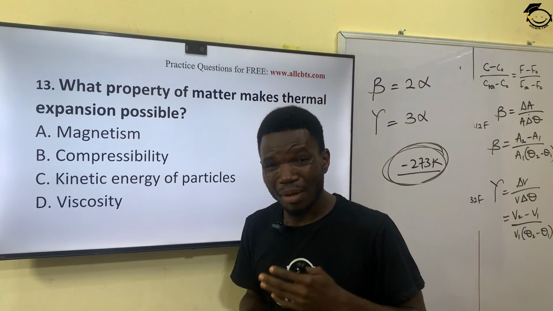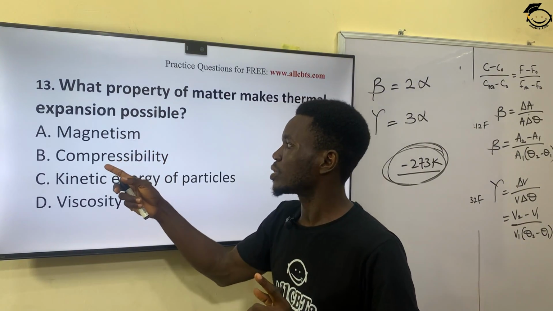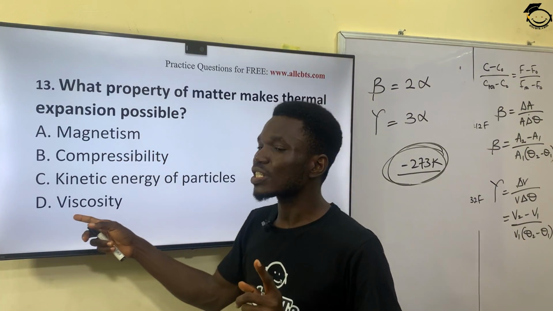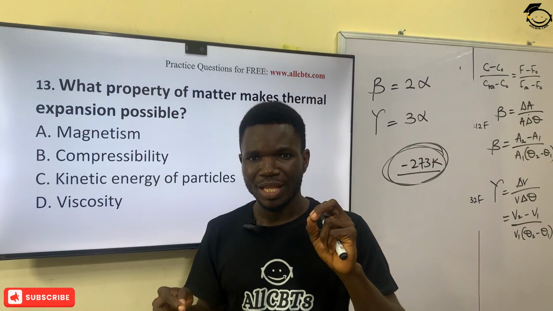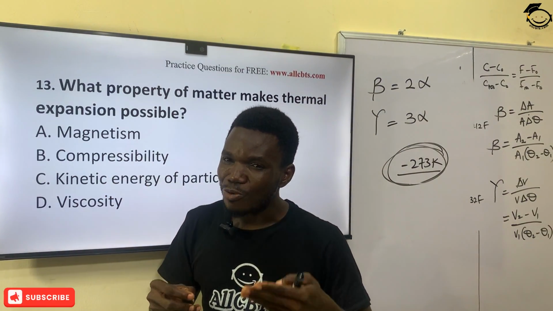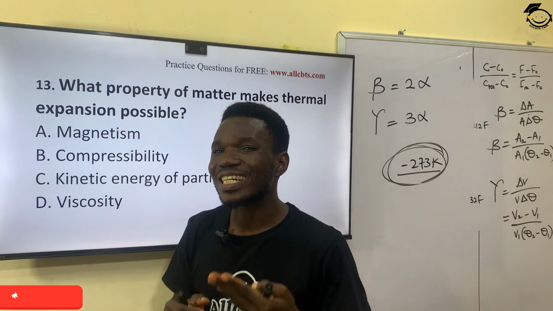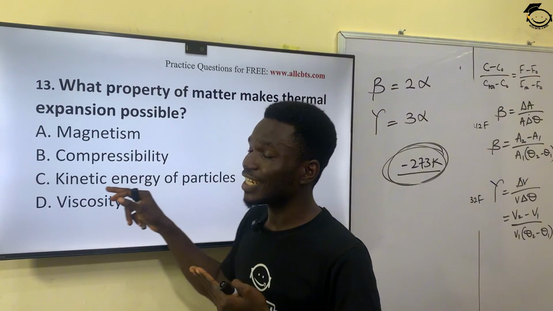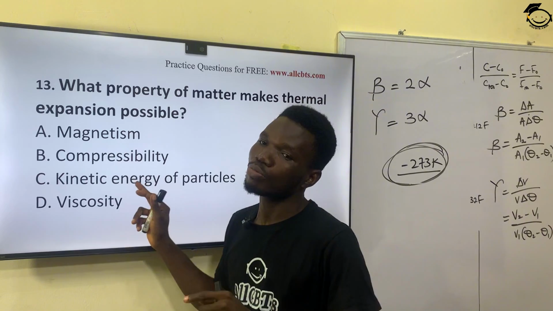The property of matter that makes thermal expansion possible is not magnetism, it is not compressibility, it is not viscosity. Instead, it is the kinetic energy of the particles. Like I said before, when you increase the heat, the kinetic energy of the particles also increases. So it is the kinetic energy of the particles that makes thermal expansion possible, and that is option C.